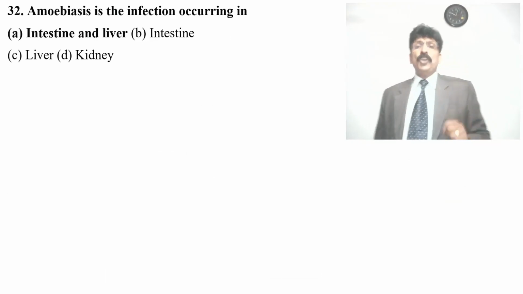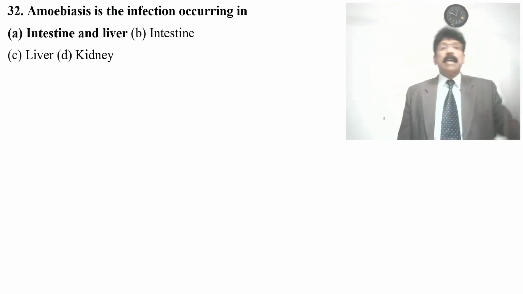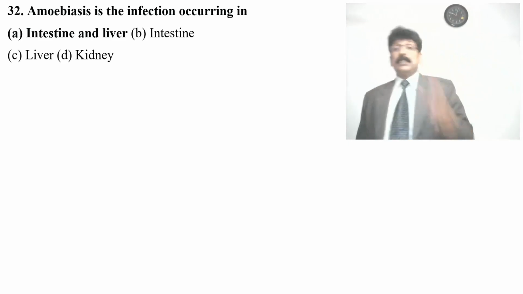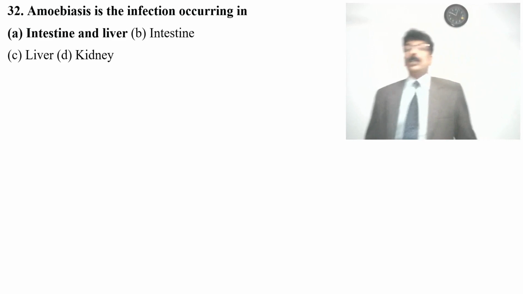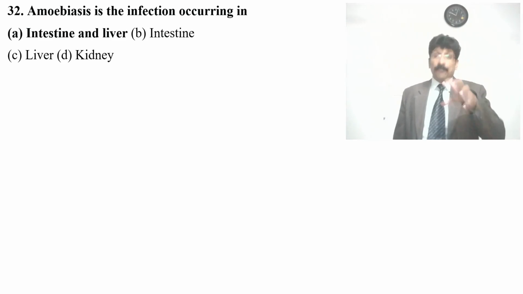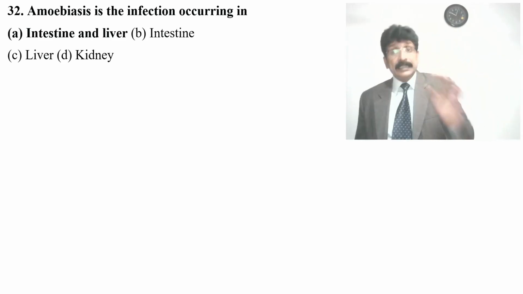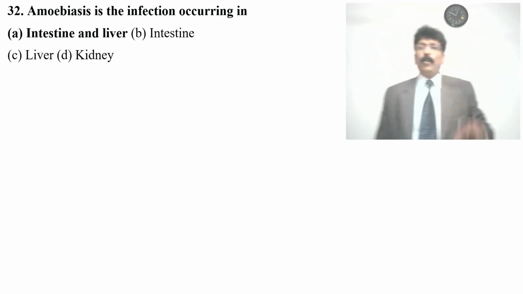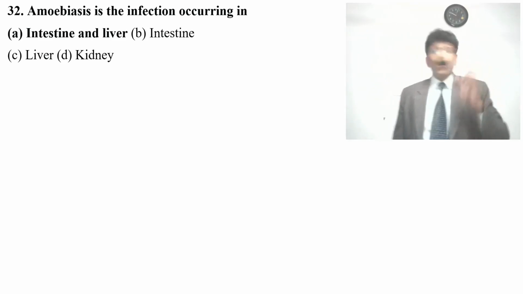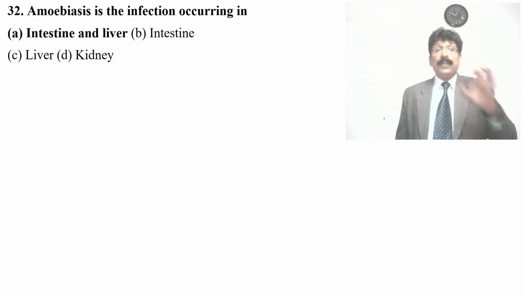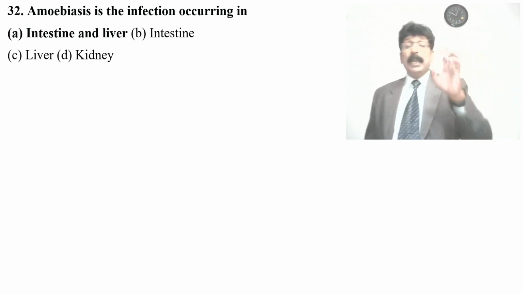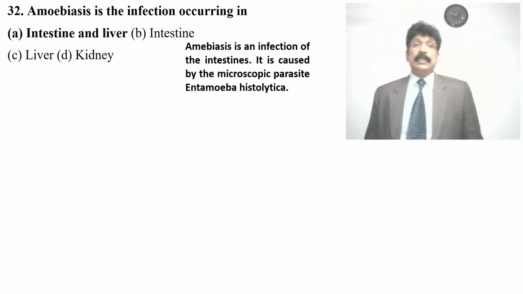So you can see the next one is amoebiasis. The infection occurs in which part of the body? That is a question which I asked even in the shorts. You can find the answer from here. The answer is intestine and liver. We know about amoebic dysentery, but is it only intestine, only liver, only kidney? No, it is affecting the liver as well as the intestine in the initial stage of infection.